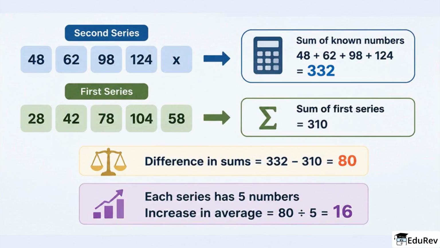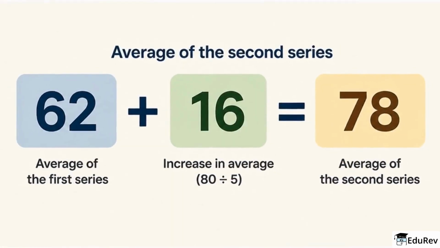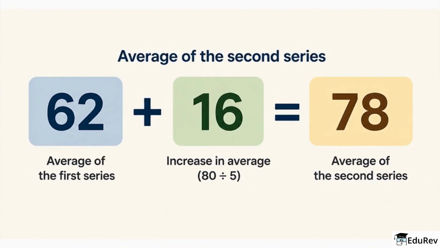Sum of the known numbers in the second series is 48 + 62 + 98 + 124, which equals 332. The difference in sums is 80, and each series has 5 numbers. So the average increases by 80 divided by 5, which is 16. Therefore, the average of the second series equals 62 + 16, which is 78.